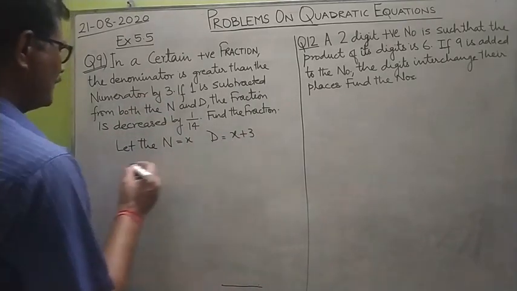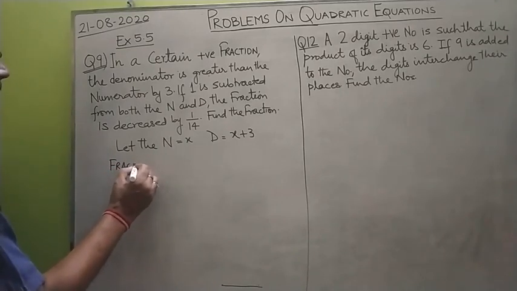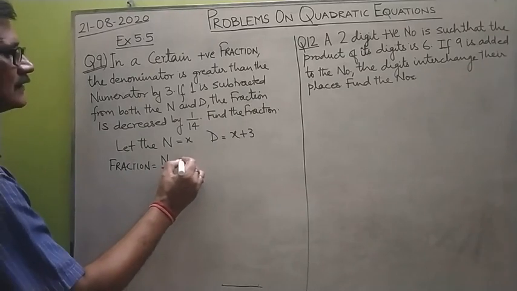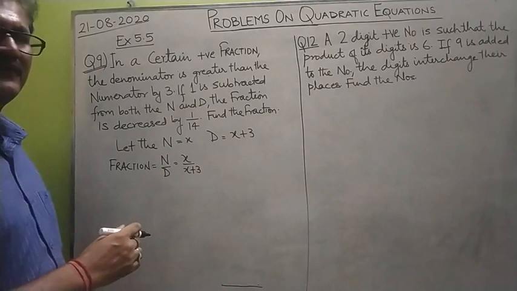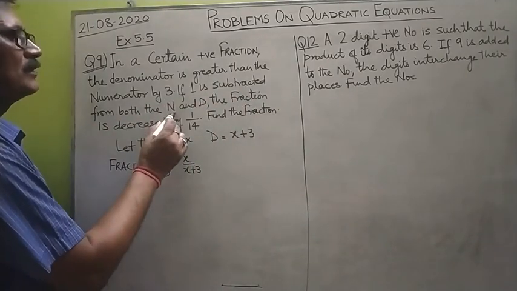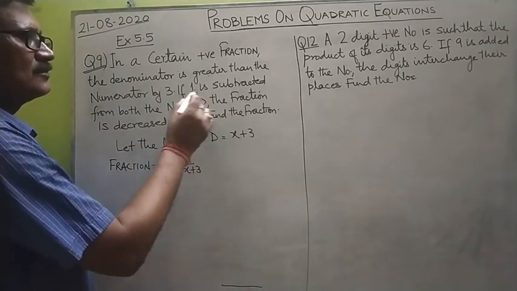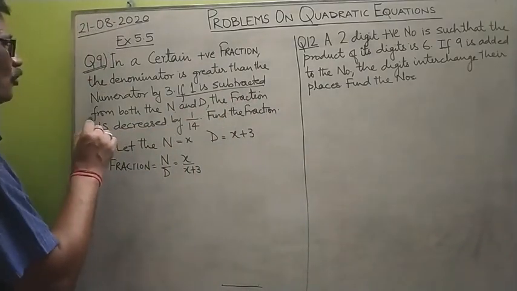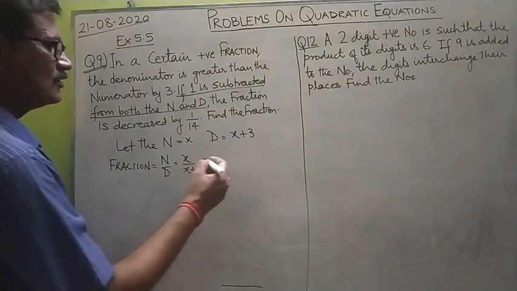So the positive fraction that we are talking about would become numerator upon denominator, that is x upon x plus 3. This is the original fraction. The next part of the question says if 1 is subtracted from both the numerator and denominator, the fraction is decreased by 1 by 14. So first of all, let us understand only up to here. If 1 is subtracted from both numerator and denominator, it is talking about the change in the fraction now. So we find the new fraction here.